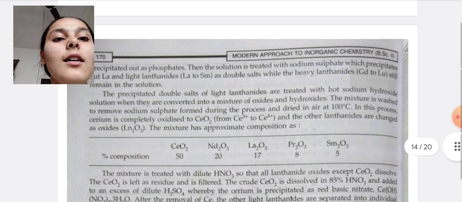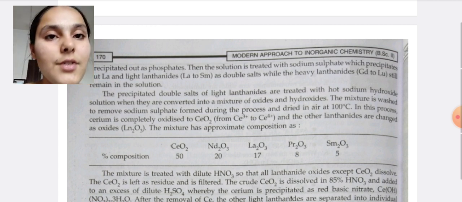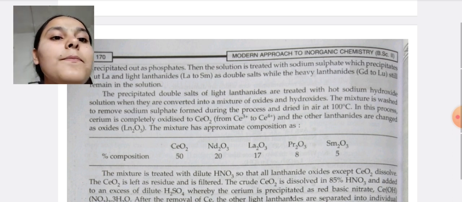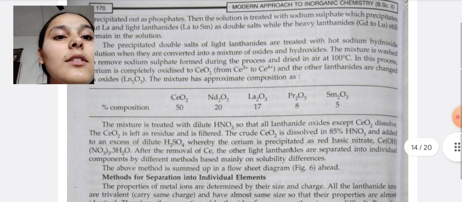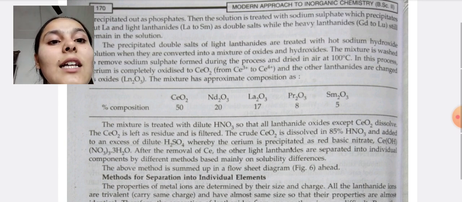The precipitated double salts of the light lanthanides are treated with hot sodium hydroxide solution, when they are converted into a mixture of oxides and hydroxides. The mixture is washed to remove the sodium sulfate formed during the process and dried in air at 100 degrees Celsius. In this process, cerium is completely oxidized to CeO2 and the other lanthanides are changed to oxides, Ln2O3. The mixture is treated with dilute HNO3 so that all lanthanide oxides except CeO2 dissolve. The CeO2 is left as residue and is filtered.